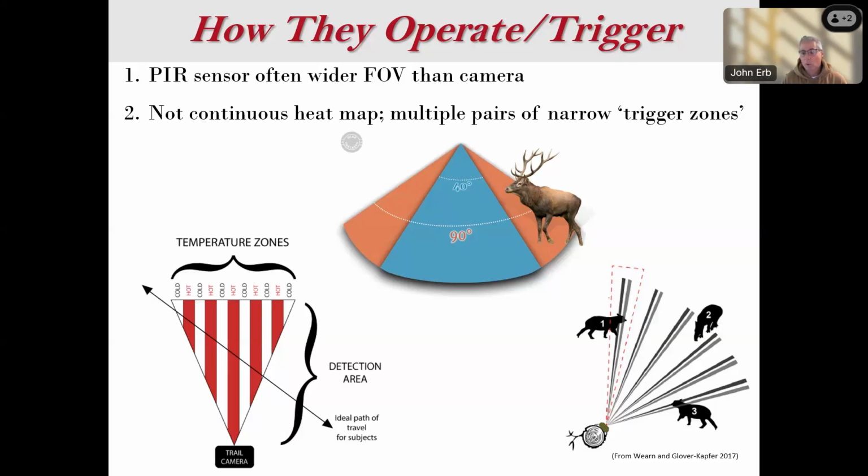So an animal one might trigger it, animal three might trigger it. Animal two might be coming straight towards the camera or in one of these dead zones on the camera and actually not trigger it.